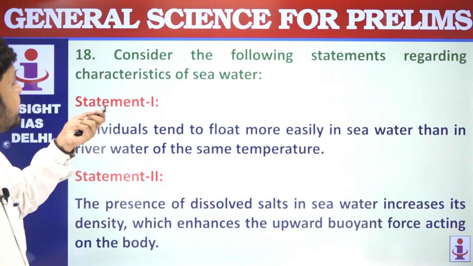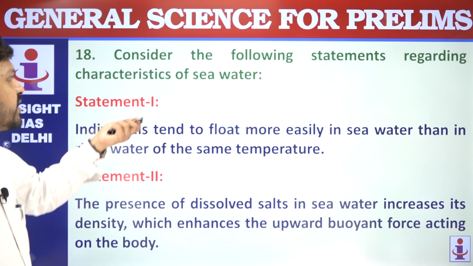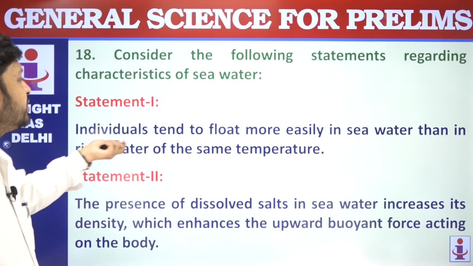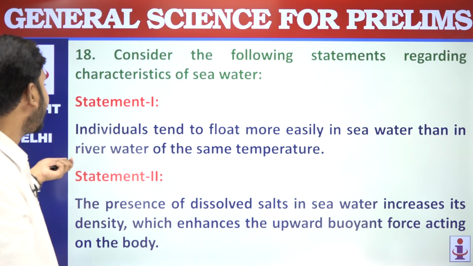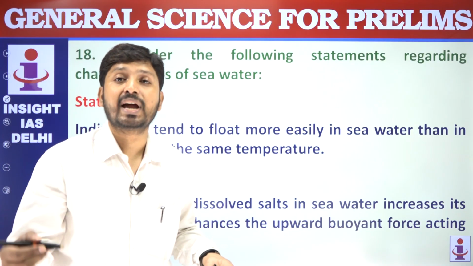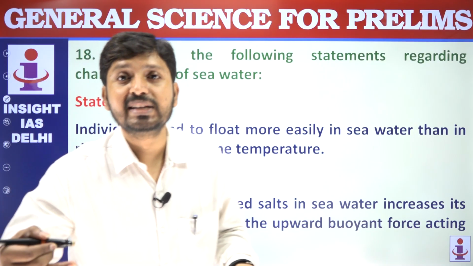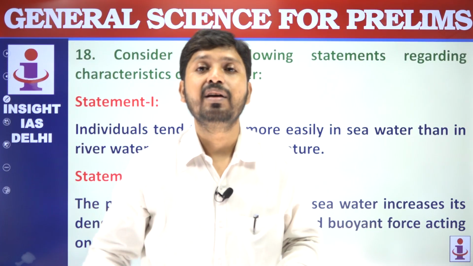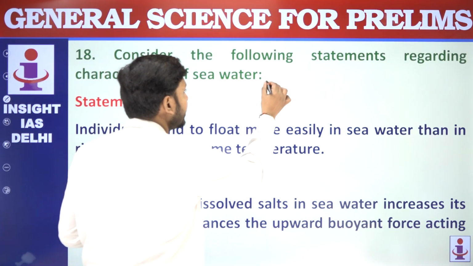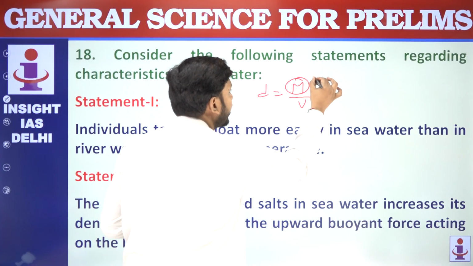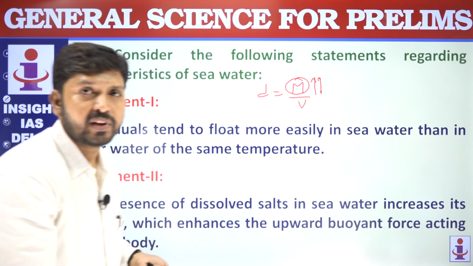Consider the following statements regarding the characteristics of seawater. This is also a very easy question. Statement 1: Individuals tend to float more easily in seawater than in river water of the same temperature. What is the reason for floating? It is because more salts are there. More salts means density will be higher. We know density is equal to mass by volume. If density is higher, then the buoyancy force will be higher, and because of that floating will be there.